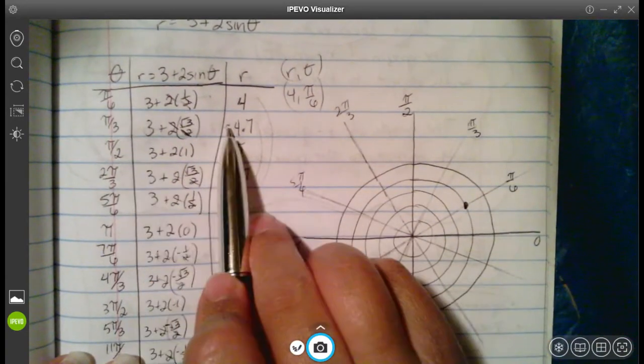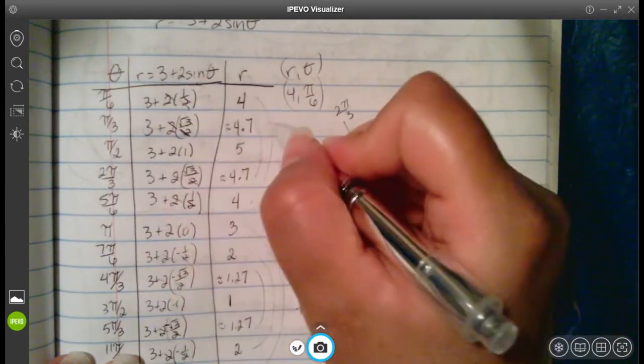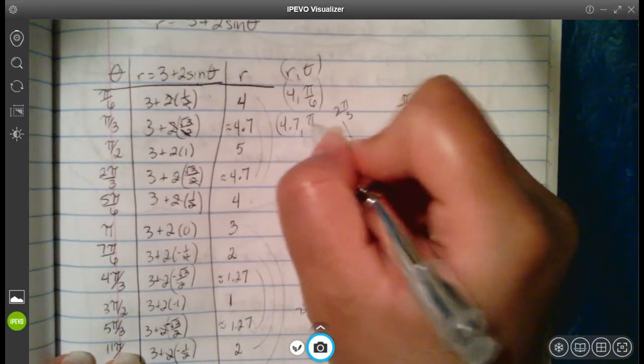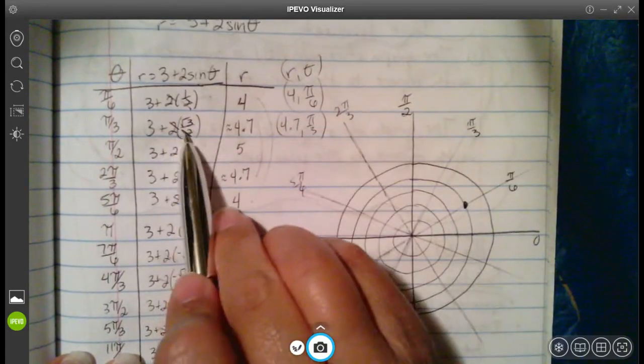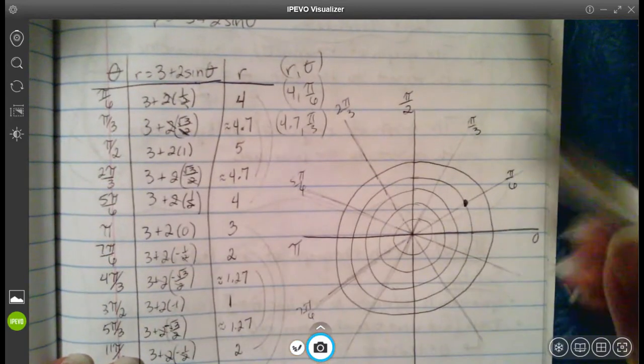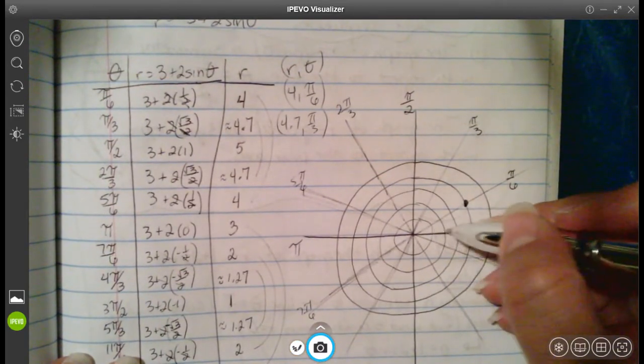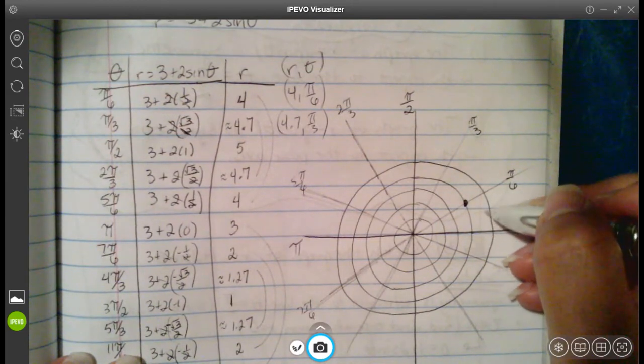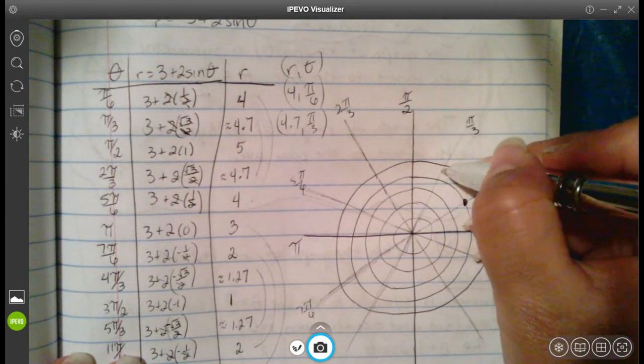For my next one, I have 4.7 and then pi over 3. So 4.7-ish, and then pi thirds. It's actually 3 plus square root of 3, but that's kind of hard to see here. So 4.7, 1, 2, 3, 4 point, about right there. And then it's at pi over 3, so it's going to be all the way about maybe right here.